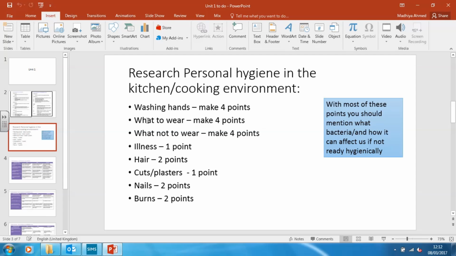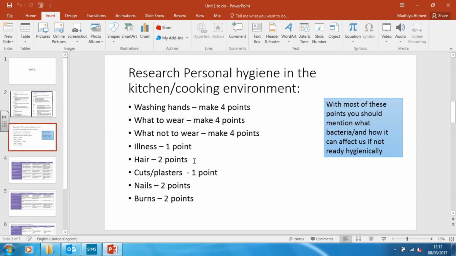What you should wear in a food room, so for example, you should be wearing an apron or covered clothing. You should wear non-slip shoes. There's many other points you can mention there. What not to wear, for example, not to wear jewellery as it can fall into food, not to wear any high heels or slippy shoes, not to wear sleeves that are baggy. I've mentioned illnesses, so if you are poorly, you shouldn't be in the food room. You should not be there for a certain time frame, so there's a certain amount of hours that you should not go back if you've had some sort of virus. So you need to research how illness can affect your personal hygiene in the kitchen.